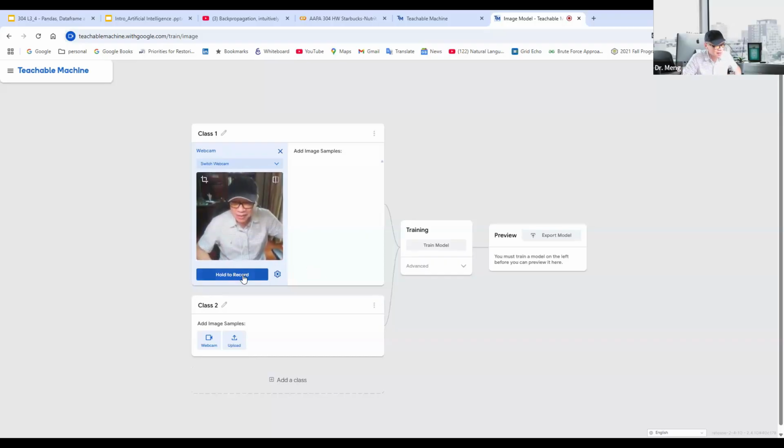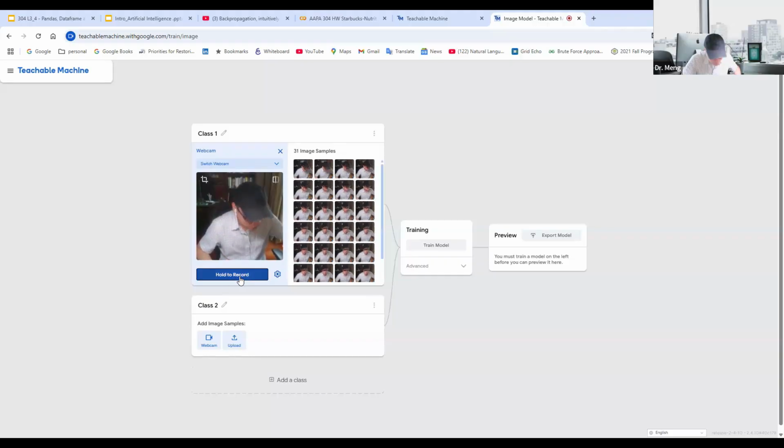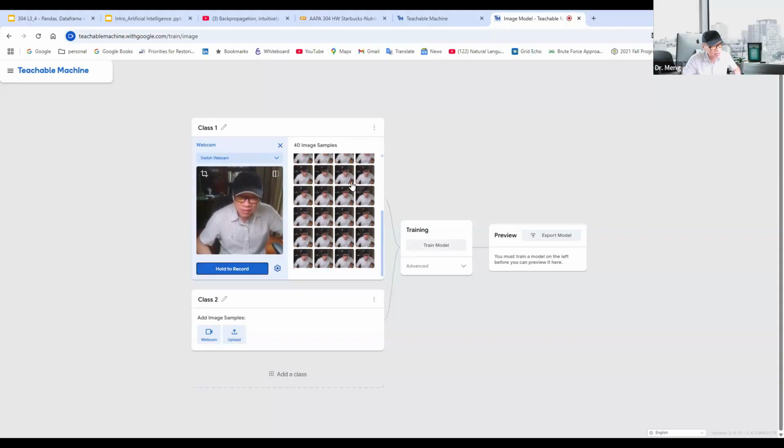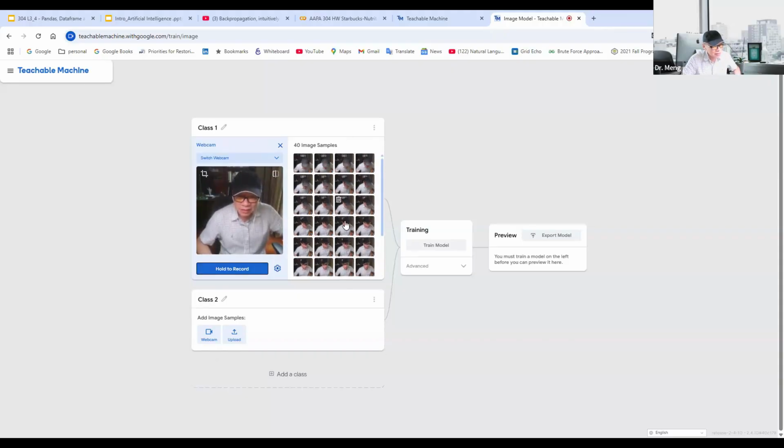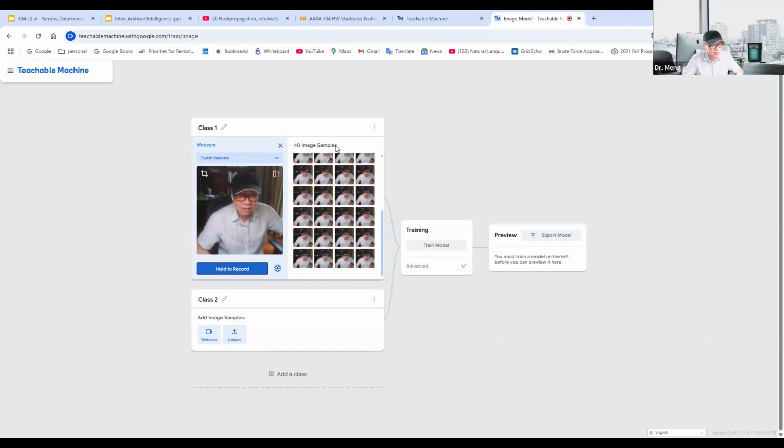Let's do this. Now, how to record? If you look at here, these are the pictures. I'm here, but not exactly the same, right? I try to shift my hand, that kind of thing. I have taken 40 images already. This is class 1. I want to say cat. These are me with caps. If you want to do something else, definitely you can do that. You can put two kinds of fruit, and you can do the same thing. I just want to give you a quick view.